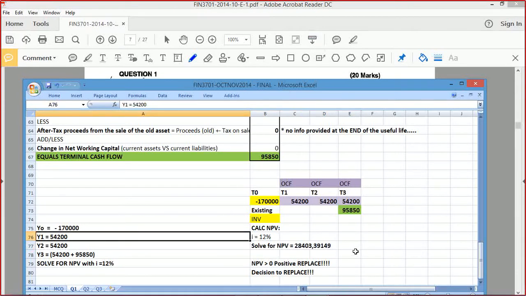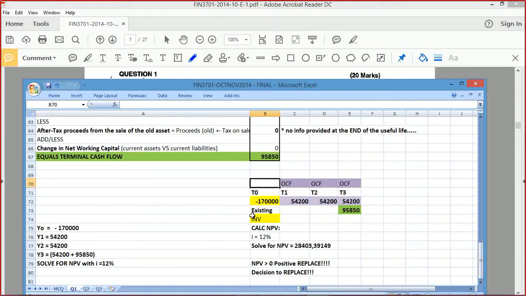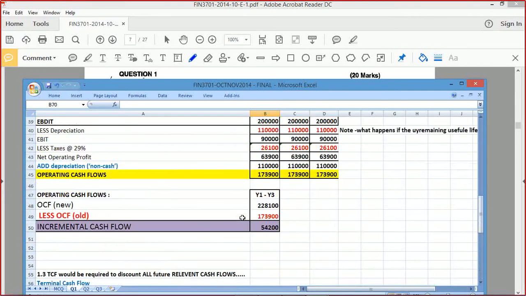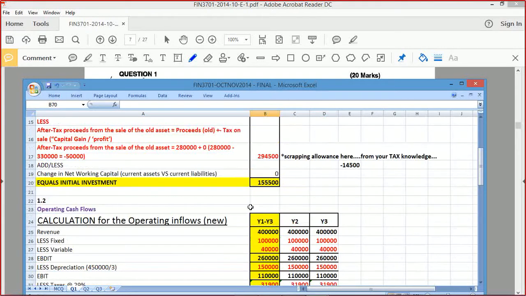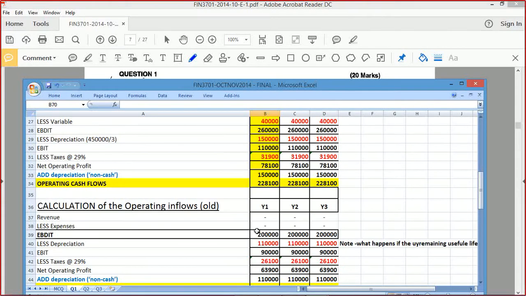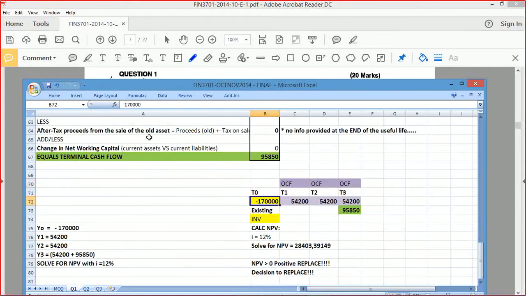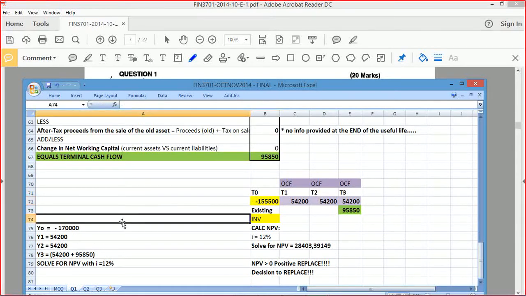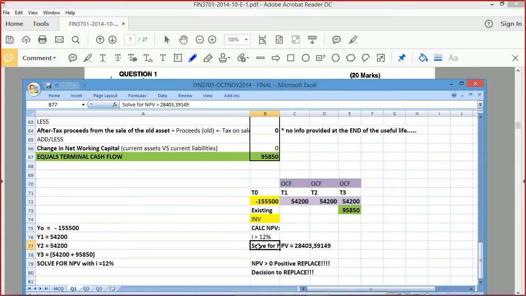155,500 minus 54. Oh, hold on a sec. I think you might be right. I think I didn't put in the 155. Yeah, sorry, this should have been 155,500. So I think I need to redo my working. Okay, let me redo my working just to double check that answer.